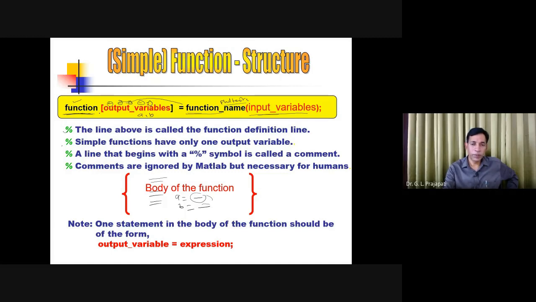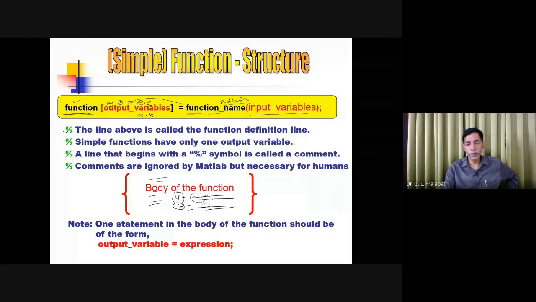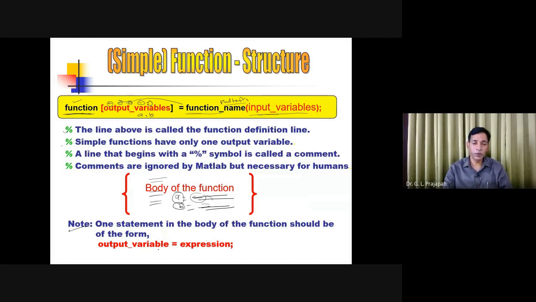So if you want your function to return the values, then within the body of the function you must specify the variable names, and what value you want to return you have to specify here. So the body of the function is important, and the note is given already. One statement in the body of the function should be of the form output variable is equal to expression. So what value you are going to return, you must mention, and here you must have the variable name. So variable a is equal to this, b is equal to this, like this.